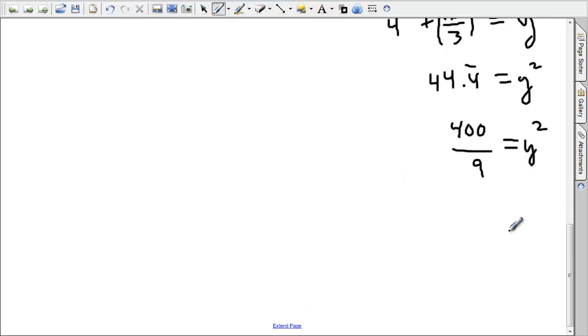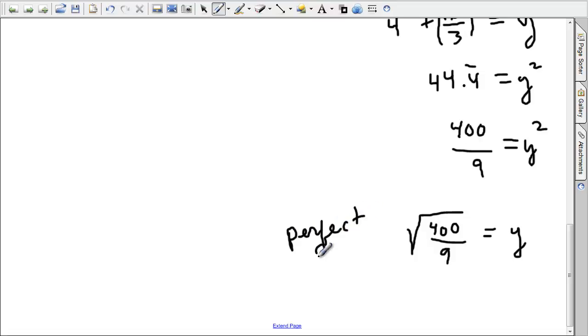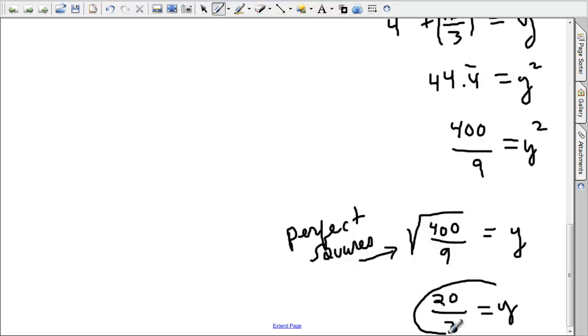So I did want to say we could actually do this problem. We could take the square root of 400 over 9. We could do that without a calculator. So note to self, perfect squares. We can take the square root of both of those without a calculator. So again, square root of 400 is 20. Square root of 9 is 3. So 20/3 would have been the hypotenuse of that triangle.